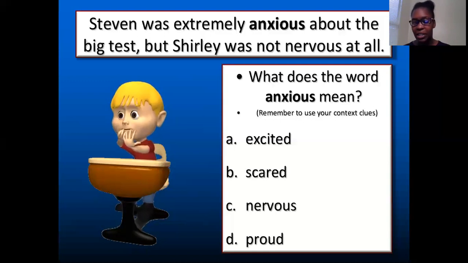All right, D says proud. I don't think proud would fit in showing how Stephen feels about this test if he's the opposite of Shirley. So if Shirley is not nervous, then that means that he probably is nervous. So the best answer choice would have to be C, nervous.